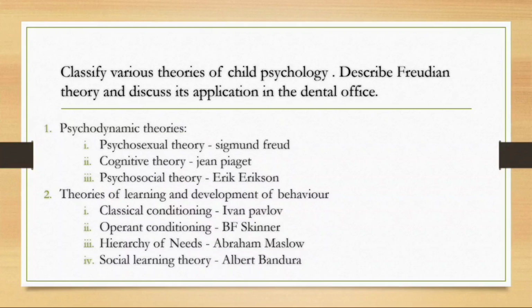Now we are into the theories of child psychology. We have basically two categories of theories. One is psychodynamic theories. Then we have theories of learning and development of behavior. In psychodynamic theories, we have psychosexual theory, then cognitive theory, and psychosocial theory. The famous psychosexual theory was given by Sigmund Freud, cognitive theory by Jean Piaget, psychosocial theory by Erik Erikson, then classical conditioning by Ivan Pavlov, operant conditioning by Skinner, hierarchy of needs by Abraham Maslow, social learning theory by Albert Bandura.